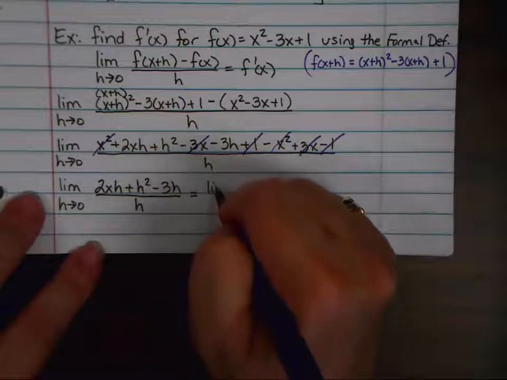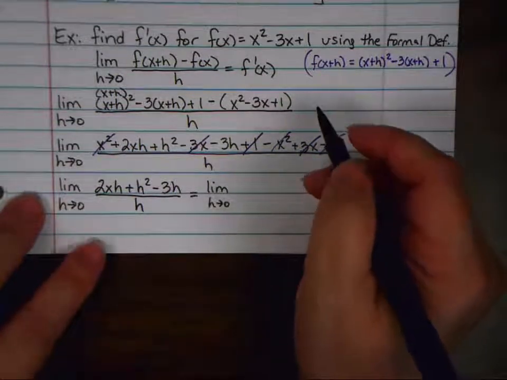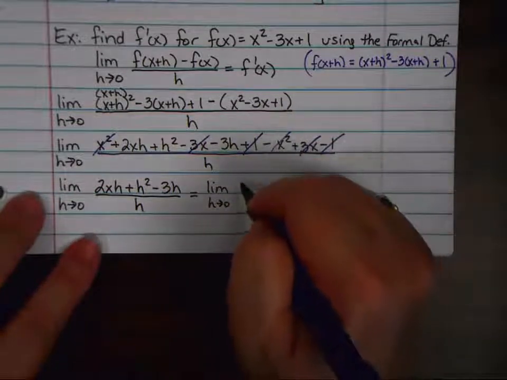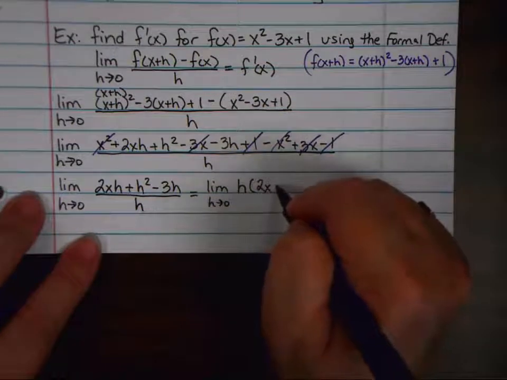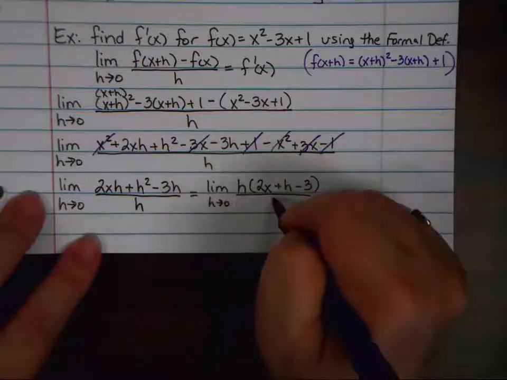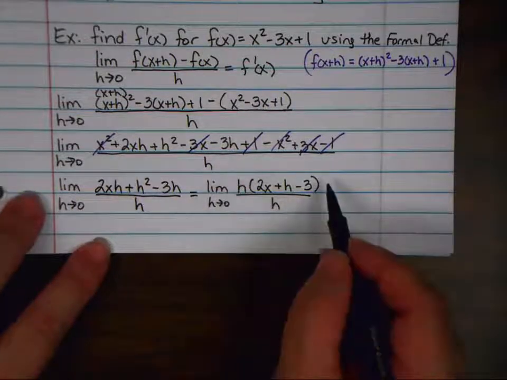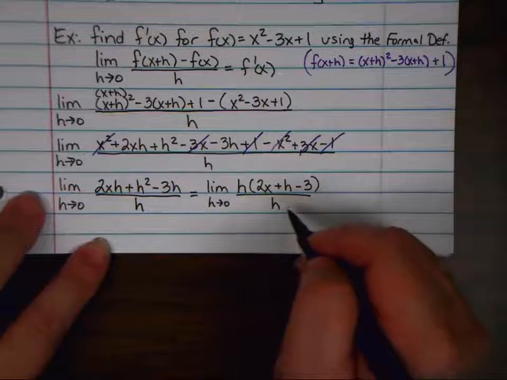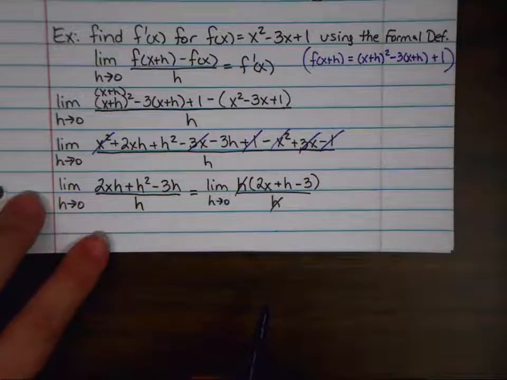So, limit, h approaches 0. The limit stays until h goes in, and h isn't going in yet. So we pull out the h. We have h times 2x plus h minus 3, over h. Now that the h is completely isolated from the rest of the problem, I can cross those two out, and that is my 0 over 0 going away.